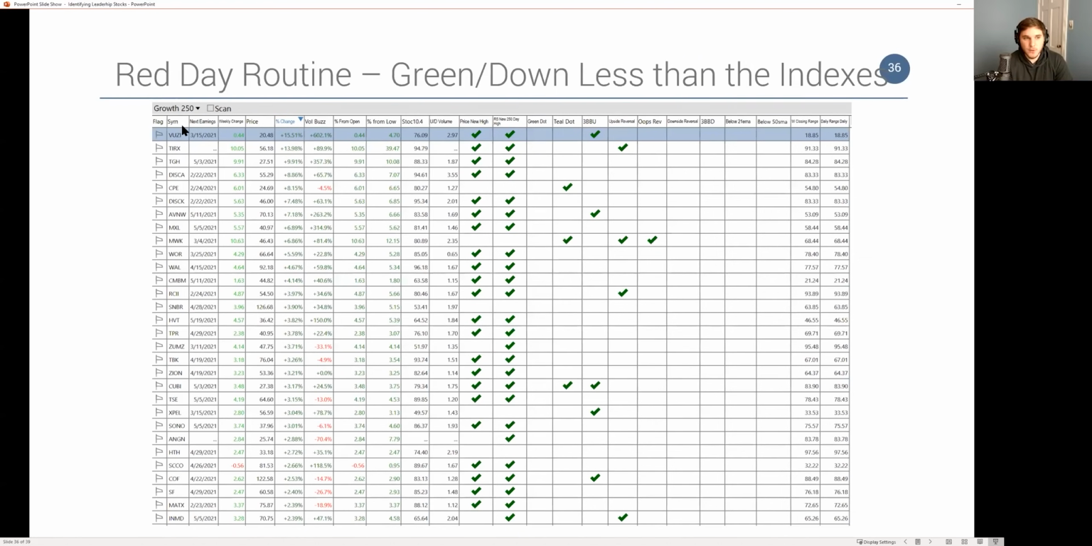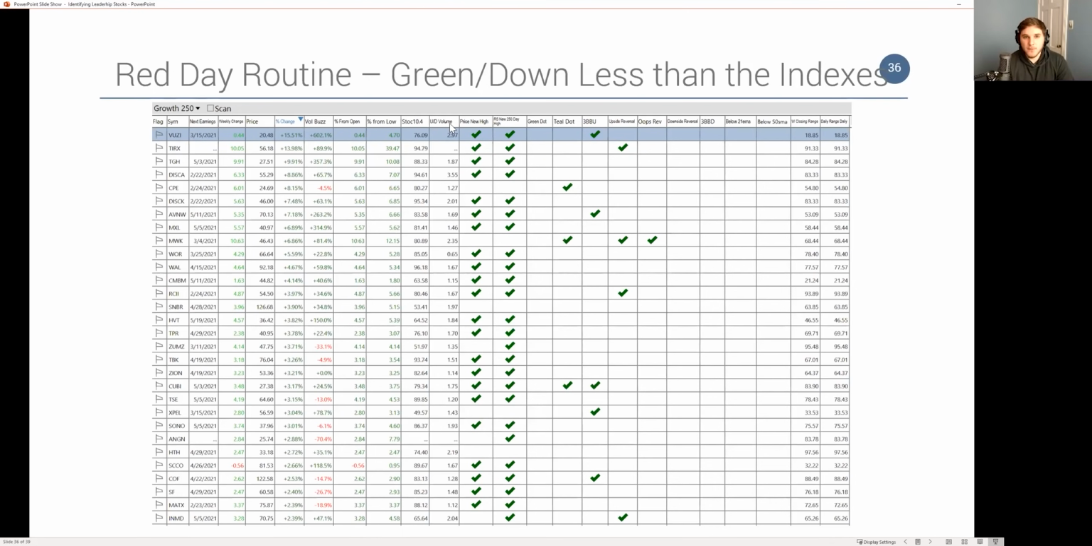So first things first, I've got the symbol, of course, the next earnings date, because that's incredibly important to keep an eye on. Then I have the weekly change, which helps me keep track of how the stock is performing on that week. I've got the price, the percent change on the day, the volume buzz, which is basically TC2000's relative volume. This number right here, 602, basically means that volume is 6 times higher than the average 50-day volume. I've got the percentage from the opening price, percentage from the low. Stochastic 10-4 lets me know over the past 10 days, where the stock is within that range.